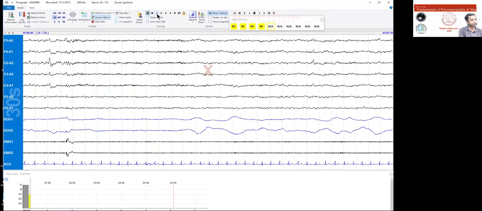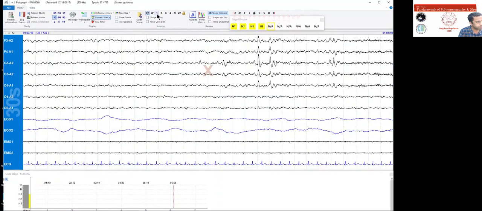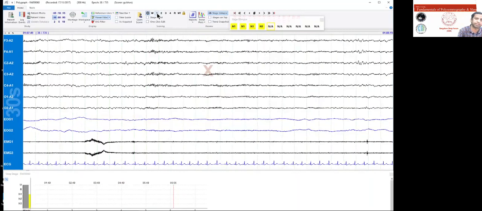N1. Vertex waves and slow eye movements are there. You can see on the hypnogram also. This is again vertex wave, slow eye movements are there. We are not seeing any K complexes or spindles.